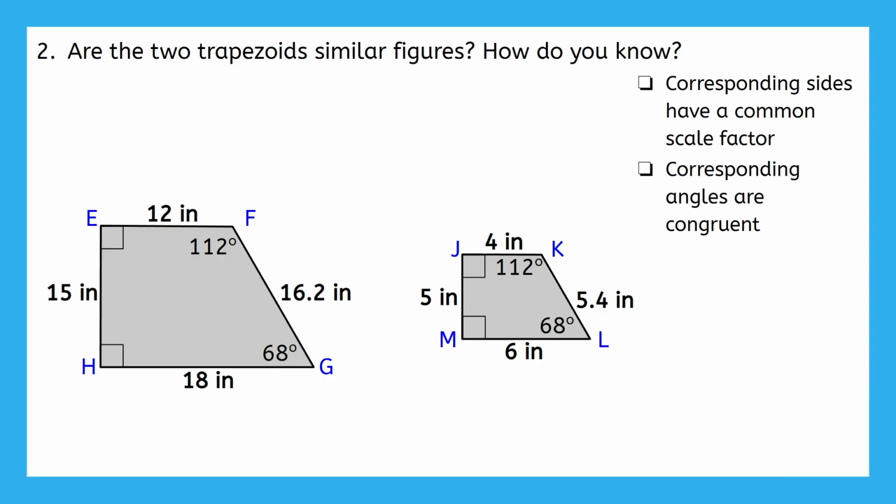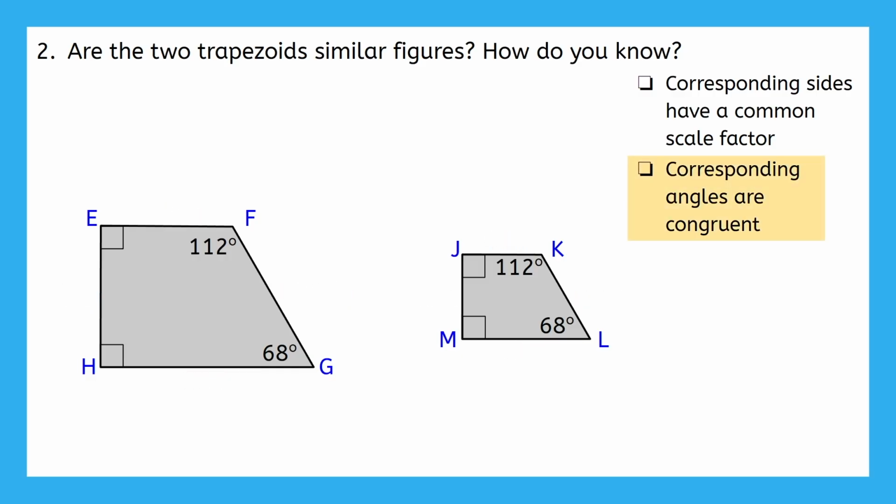The angle measures really stuck out to me, so I decided to check whether the corresponding angles are congruent first. With the figures oriented the same way, I can tell that the angles H and M correspond, and they're both 90 degrees, making them congruent. The same is true for angles E and J. They're corresponding and congruent.